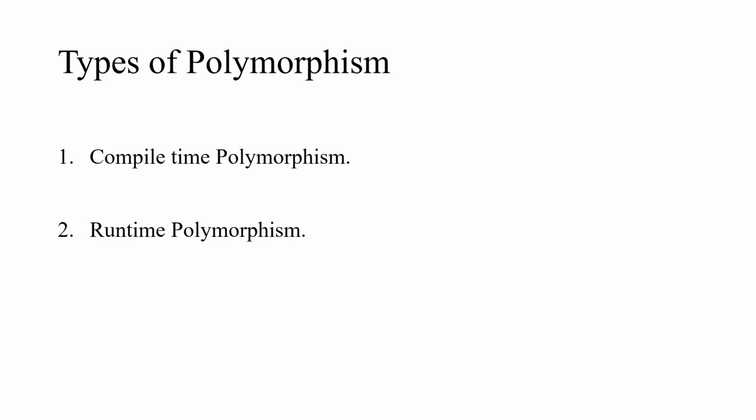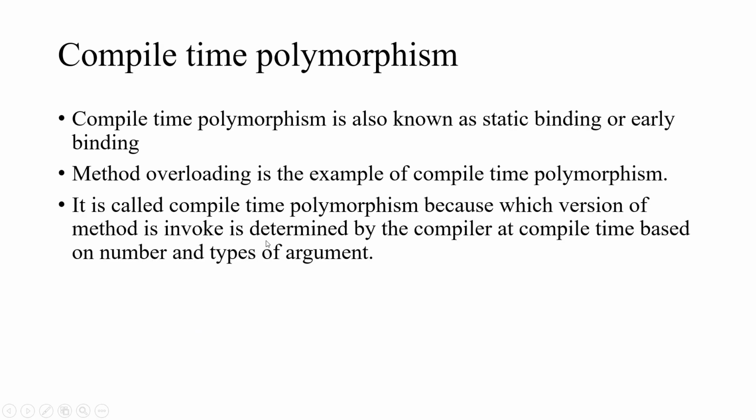So here are the types of polymorphism. There are mainly two types of polymorphism. The first one is compile time polymorphism. The second one is runtime polymorphism. Compile time polymorphism is also known as static binding or early binding. Method overloading is an example of compile time polymorphism. It is called compile time polymorphism because the method to be invoked is determined by the compiler at the compile time.